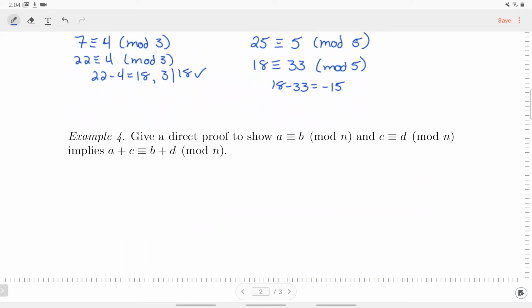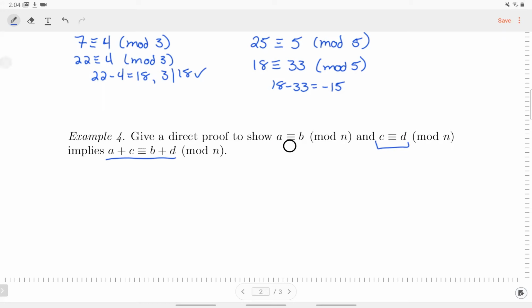So here we go. We want to give a direct proof to show if A and B are congruent mod n and C and D are congruent mod n, then A plus C is congruent to B plus D mod n. Basically, what we're wanting to get at here is I can treat that congruent like an equal sign and say, well, I added the same thing to both sides in a sense. If I'm considering C and D the same thing modulo n, I can add them to each side and I won't mess it up because they're considered the same modulo n. All right, that's what this one is saying.